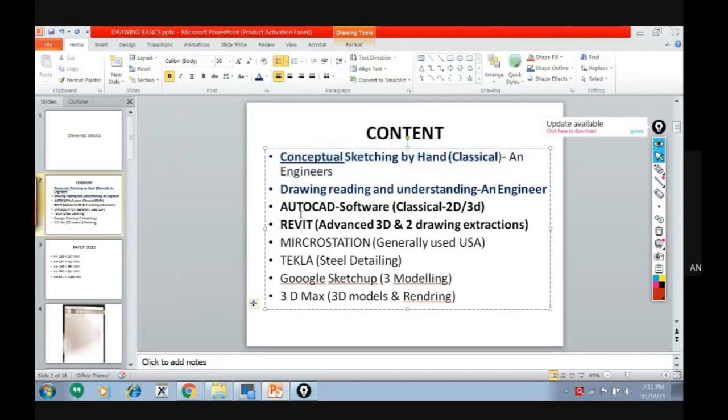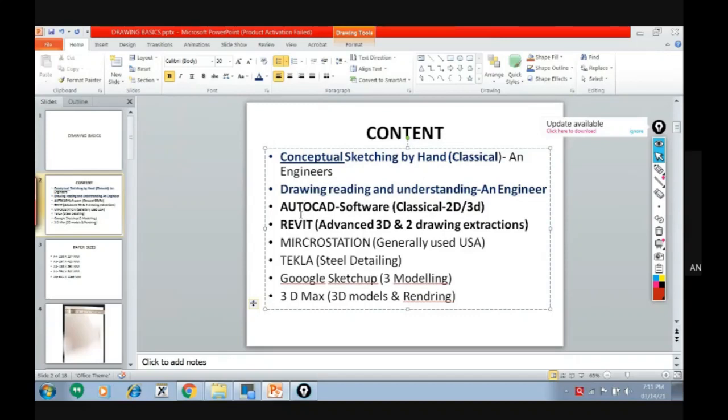Even though you are learning AutoCAD now and you will be learning Revit sometime in future, it doesn't mean that you should forget the sketching. So I would suggest all of you start sketching now. Even though you are less skilled in software, it doesn't make much difference as far as your career is concerned. But if you are weak in sketching by hand, then it may be an issue.